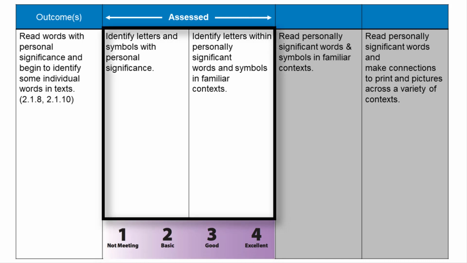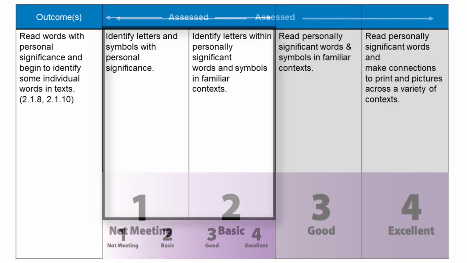This means that in December-January, a student can demonstrate a level 3 or 4 understanding in relation to a synthesized outcome that has been assessed only to a certain point in the learning progression. In this example, a kindergarten student demonstrating mastery in their ability to identify letters within personally significant words and symbols in familiar contexts would be indicative of a level 4 achievement for this synthesized outcome.